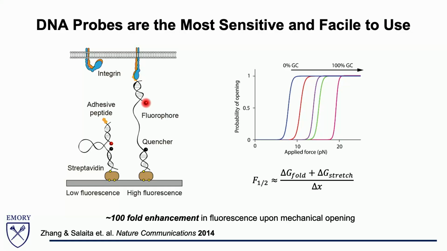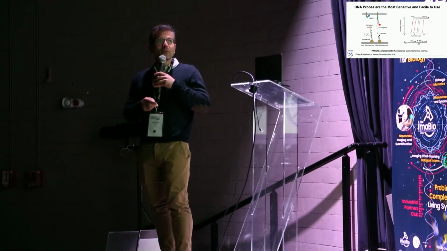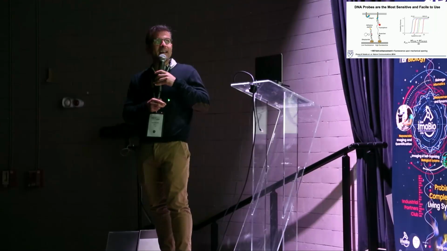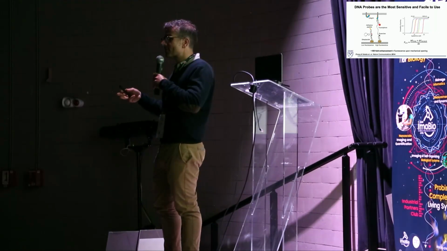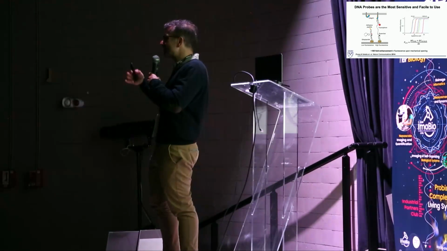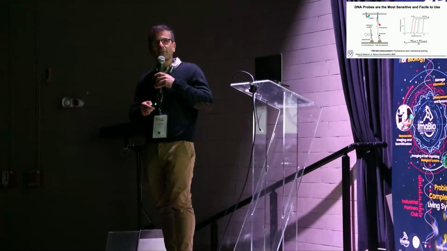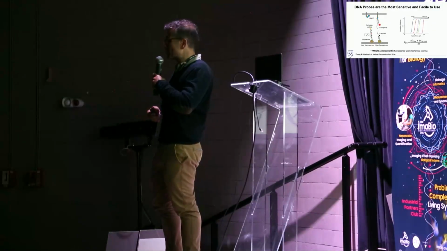And then once the force is applied, you have a switch-like response where you stretch the DNA and you get up to 100-fold enhancement in fluorescence. This is partly because it's not really FRET in this case, it's actually contact quenching, and so you really suppress the background. The other beautiful thing about these systems is that the stem here can be tuned. So you can tune that delta G of folding and then consequently change the F1/2, the equilibrium force that leads to unraveling of the hairpin and tuning of that response. So you can tune it from about 5 piconewtons all the way up to 20 piconewtons really easily.